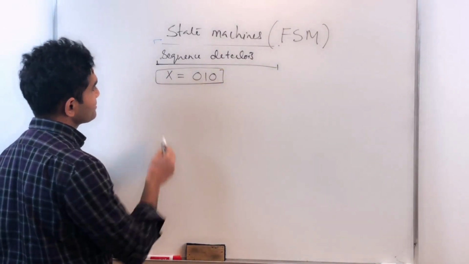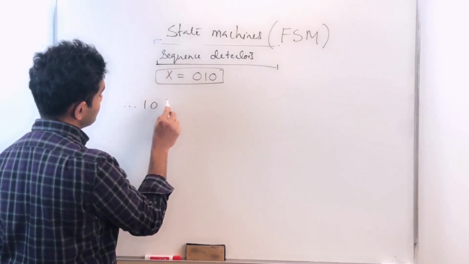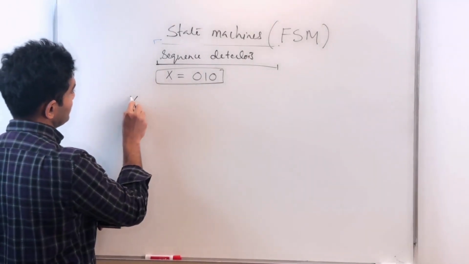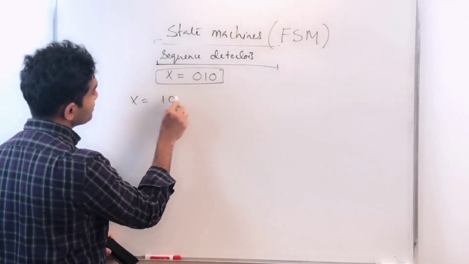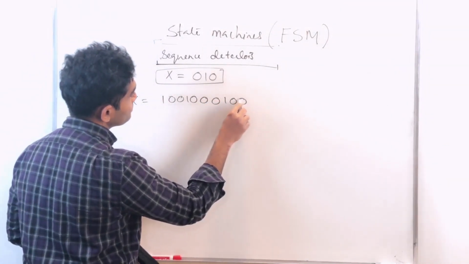What I mean by that is, if I have a stream of these bits, 1, 0, and so on, let's say my x is 1, so these are the input stream of bits that are coming through my communication channel.